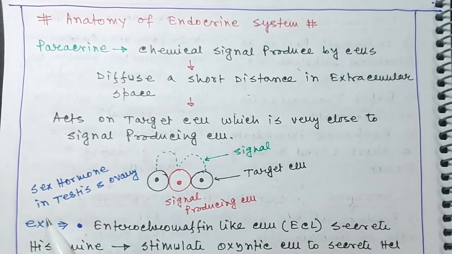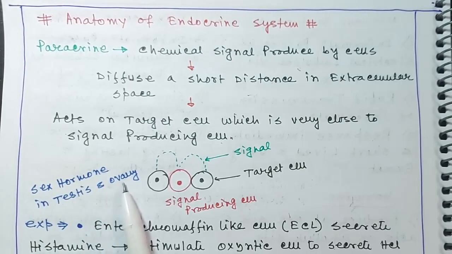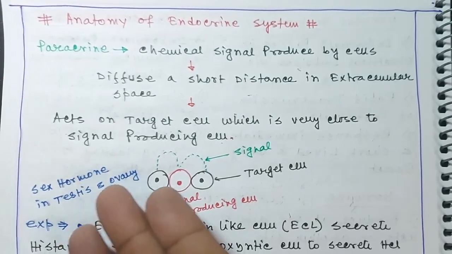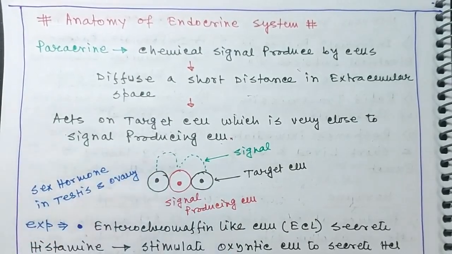And this paracrine secretion can be found in the testis and the ovary. The testis secretes its sex hormone, that is testosterone, and the ovary also secretes its hormones, estrogen and progesterone. So secretion of the testis and the ovary is an example of paracrine secretion.